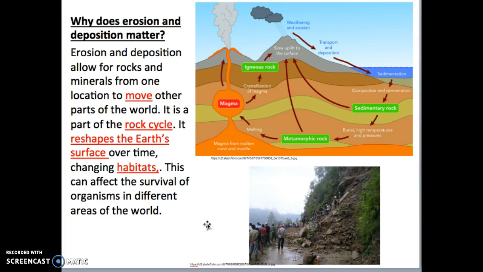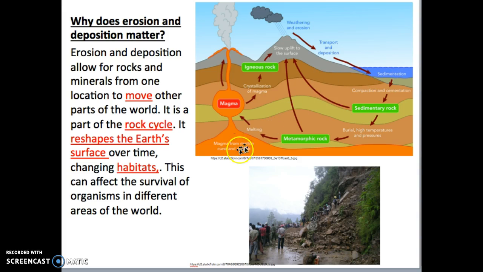So the reason why we study erosion and deposition is, one, it's a big part of the rock cycle. So we learned in the last lesson that rocks get recycled to form new landforms on Earth. And you can see right here, weathering and erosion is one part of the rock cycle, and it's very key to forming sedimentary rock.